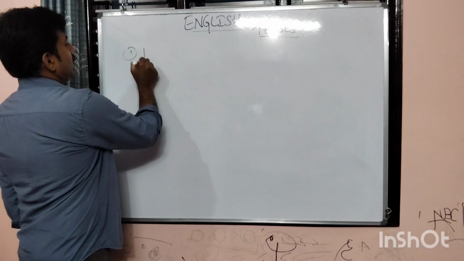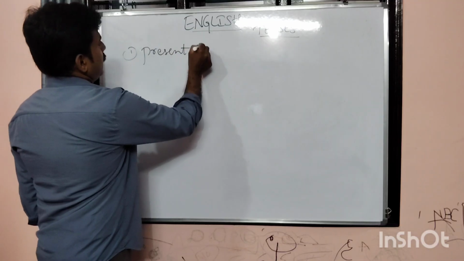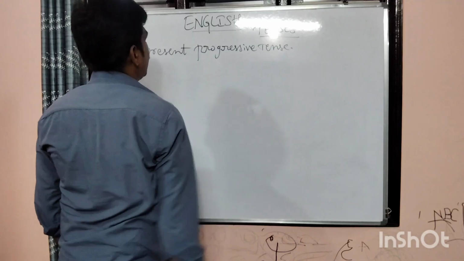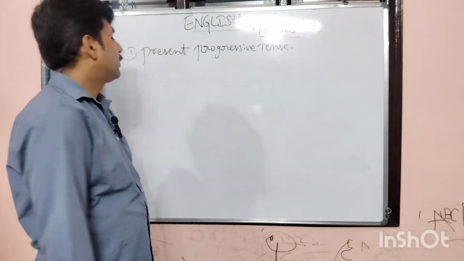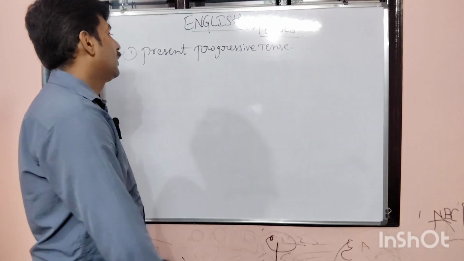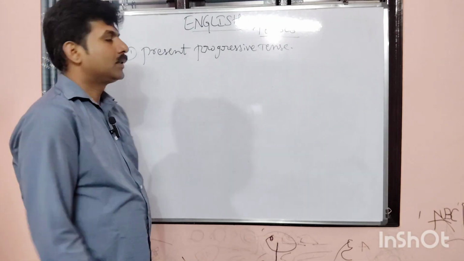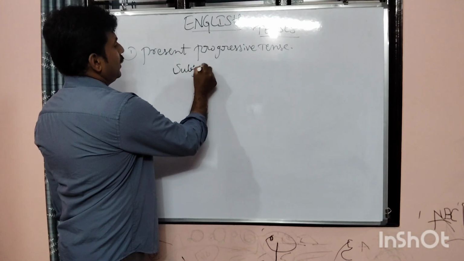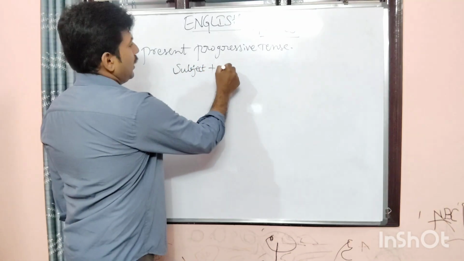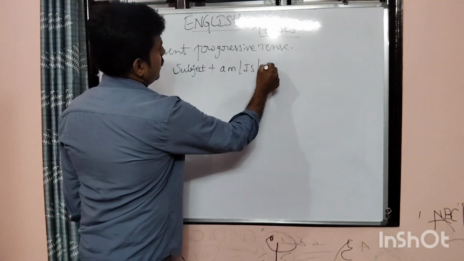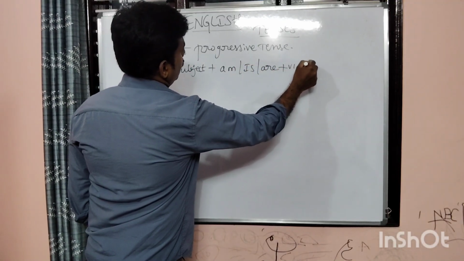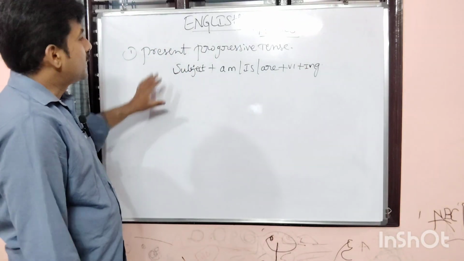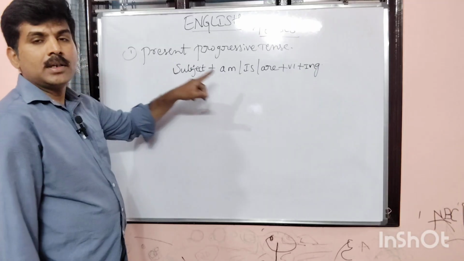So firstly, present progressive tense form. Okay, it's also called present continuous form. What is the rule of the form? The first thing, present progressive is formed with subject plus am, is, are plus verb one plus ing form. Okay. The present continuous form and the present progressive form are the same.